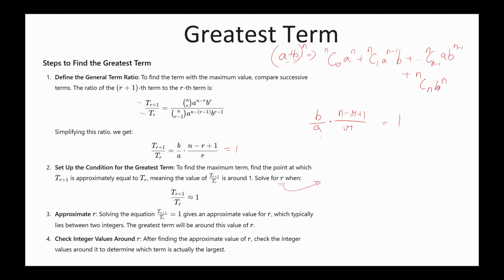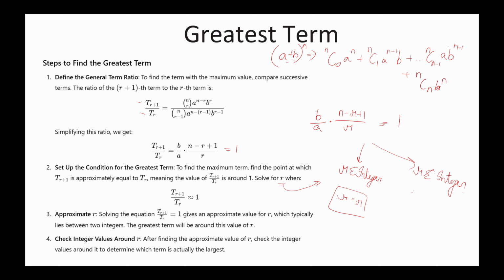Now of course b/a is going to be something, and (n − r + 1)/r is going to be something, and this value I'm equating to 1. So from here I am going to solve it for r. I'm either going to get r belonging to the integers, or r is not going to belong to the integer category. So if it belongs to the integer category, simply r equals r, that becomes my answer.